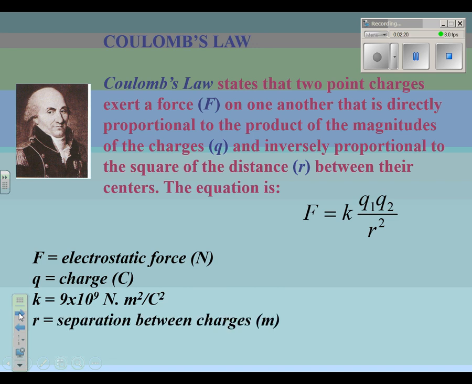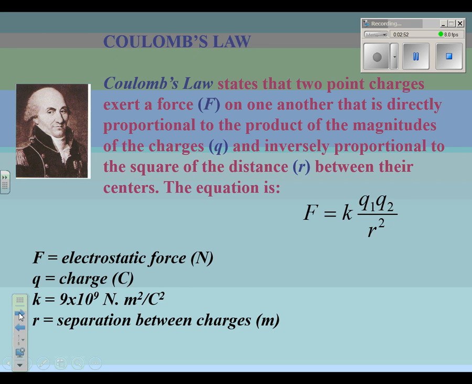And then R is going to be your distance of separation between the charges, and that's going to be in meters. Now you'll notice on your formula chart that even though the force is a vector value, we use the absolute value for it. So it doesn't matter whether the charge is positive or negative. We're just going to use the magnitude of the charge, not the sign of the charge. So that'll be important later on.